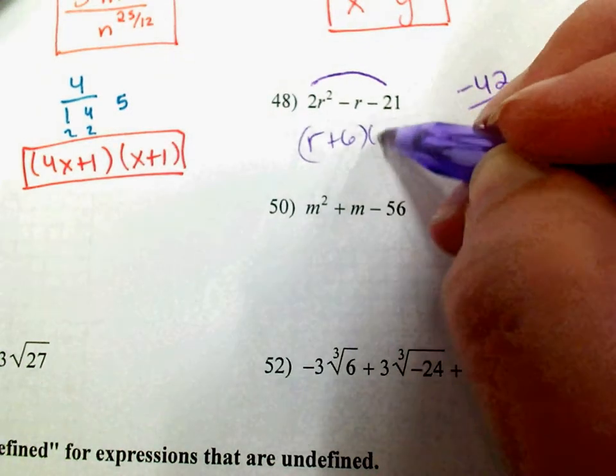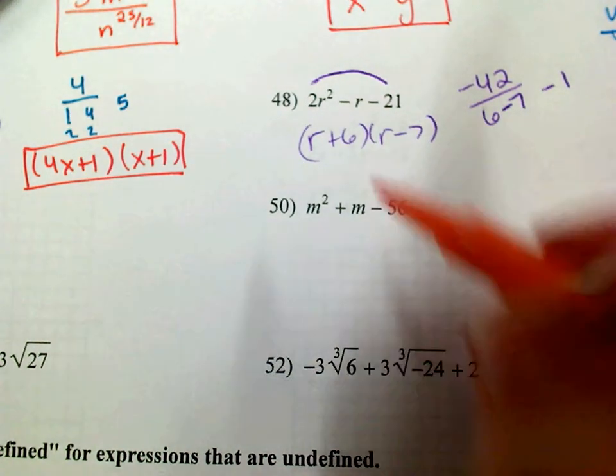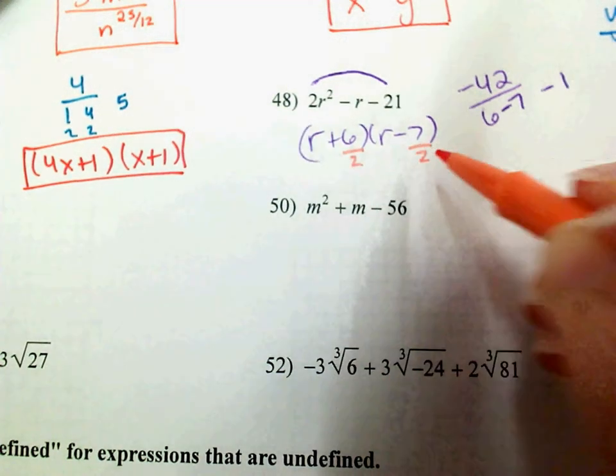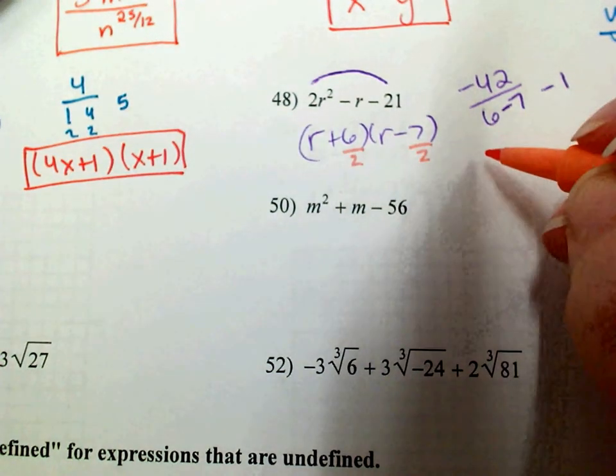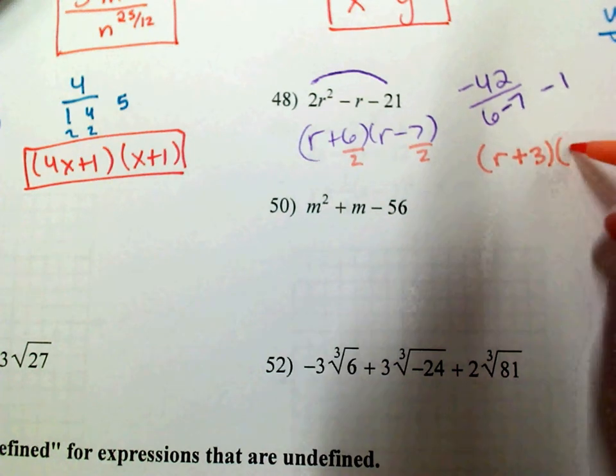But then I'm going to go back and divide by 2, which makes the first one what? And there you go.